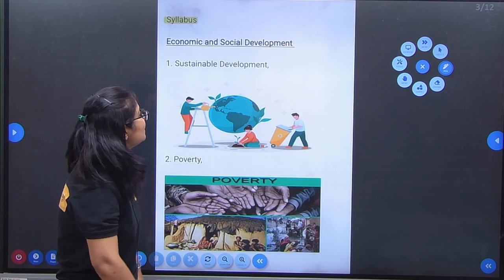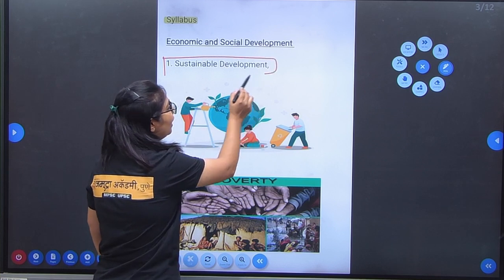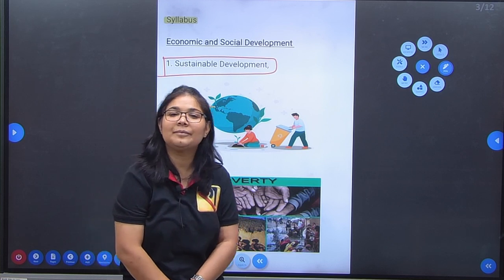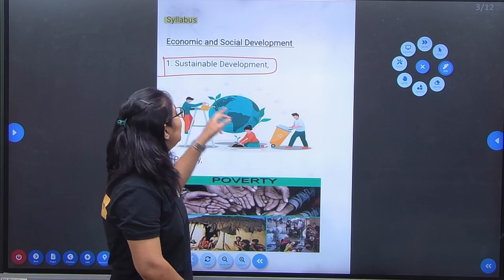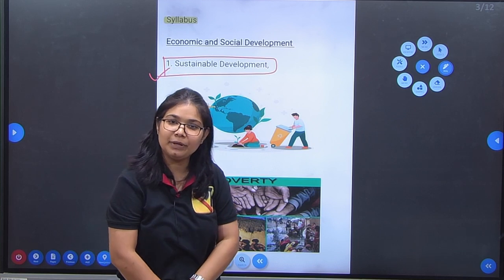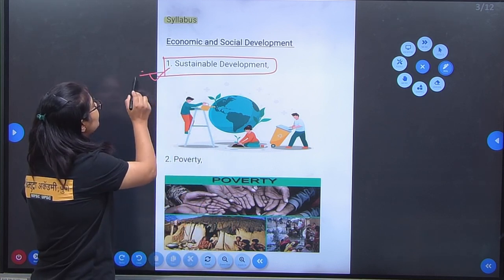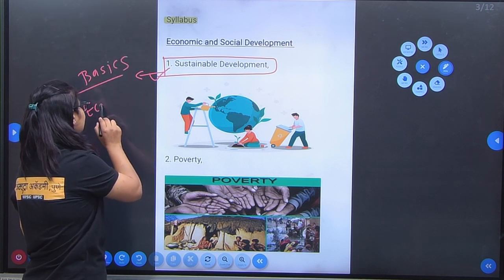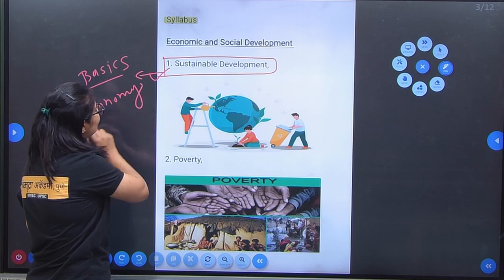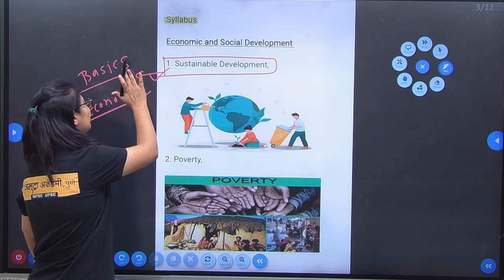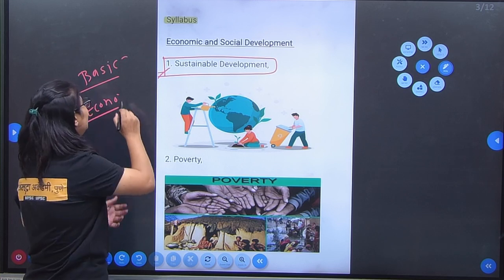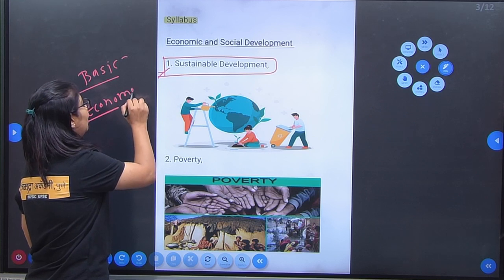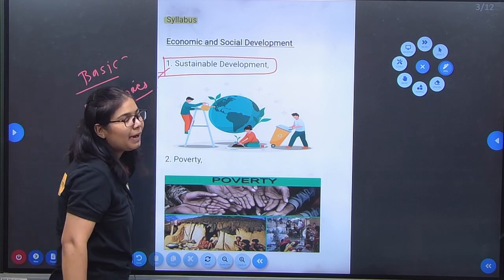First topic is sustainable development. First topic of the economics syllabus is sustainable development. But before learning sustainable development, we have to learn some basics of economy, or economics, not economy. I will tell you the difference between economy and economics in the later part. Okay, basic parts of the economics.